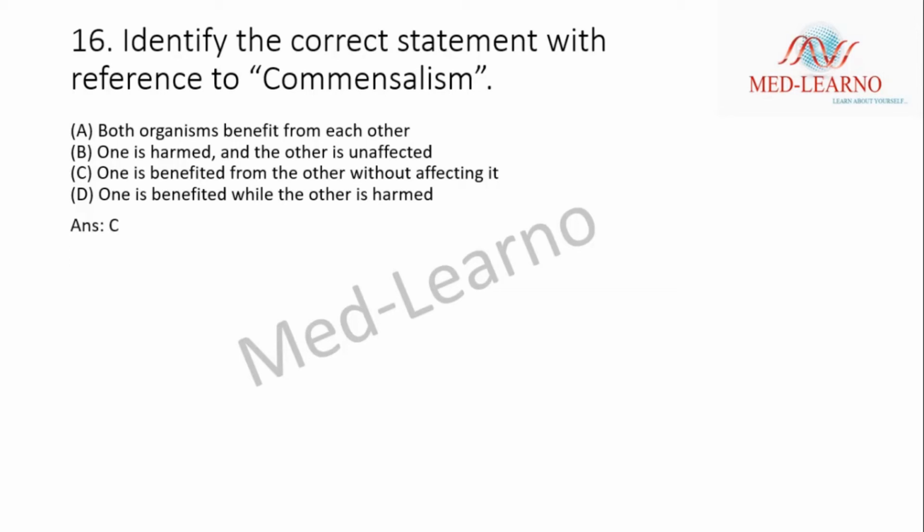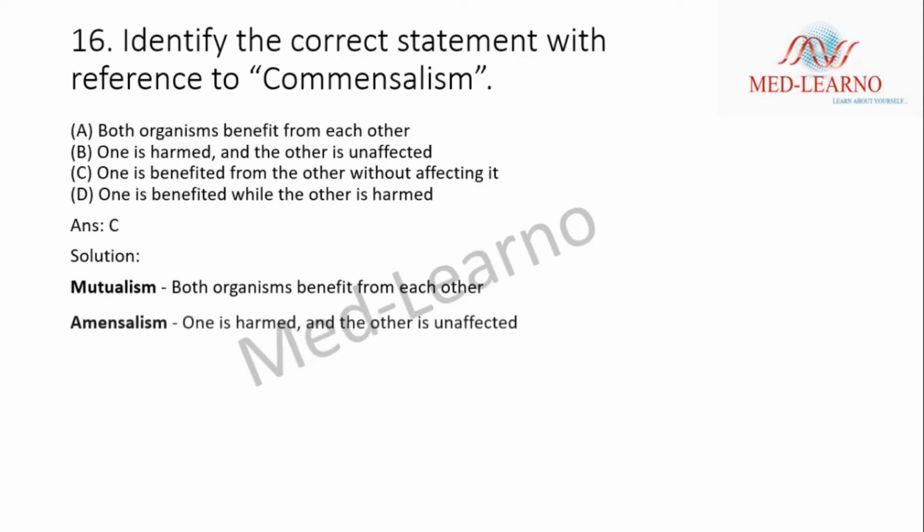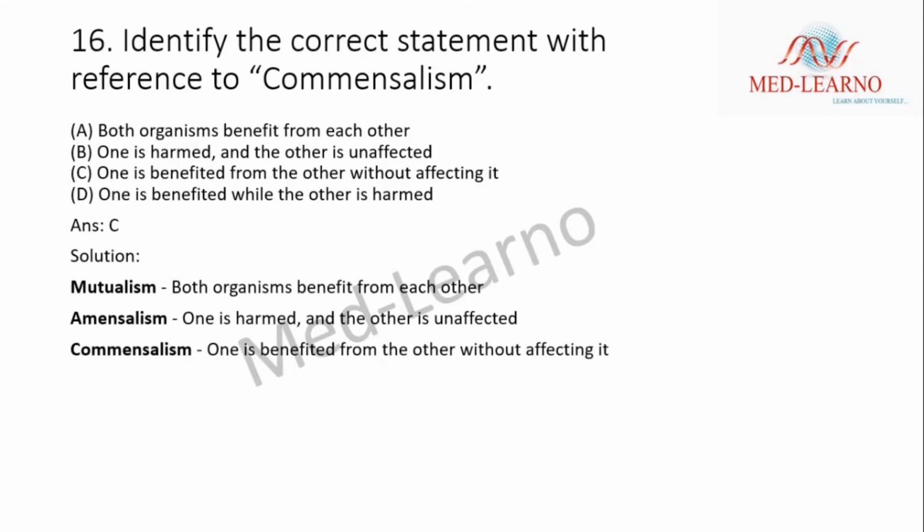Commensalism means one organism is benefited from the other without affecting it. Mutualism refers to a relationship in which both organisms benefit from each other. Amensalism, one is harmed and the other is unaffected. Commensalism, one is benefited from the other without affecting it. While parasitism, one is benefited while the other is harmed.